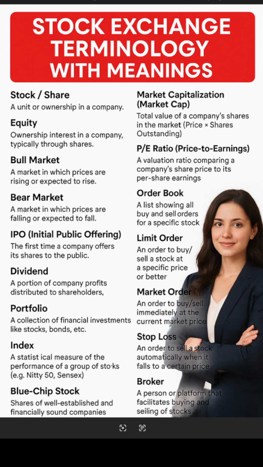For example, if the share price is going for 101 rupees for a particular stock, you may give a limit order for 100 rupees only. So it's called a limit order. Then market order: an order to buy or sell immediately at the current market price. As in the earlier example, if the market price is 101 and you give the order at 101 only, that is called a market order.